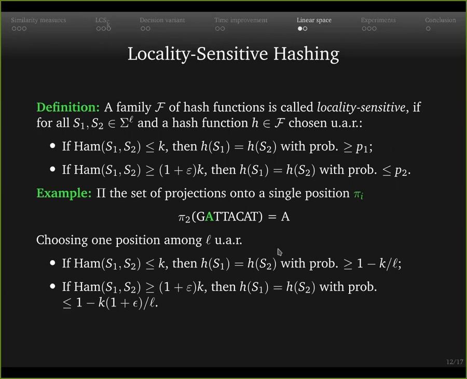By choosing one position among L uniformly at random, it's quite easy to see that if there are less than k mismatches, then the probability they are equal is the probability we don't take any of those less than k mismatches, and this is 1 minus k over L. On the opposite, if they have more than (1 plus epsilon) k mismatches, then the probability that h of S1 equals h of S2 is the probability that we don't take any of those more numerous mismatches, which is 1 minus k(1 plus epsilon) over L.